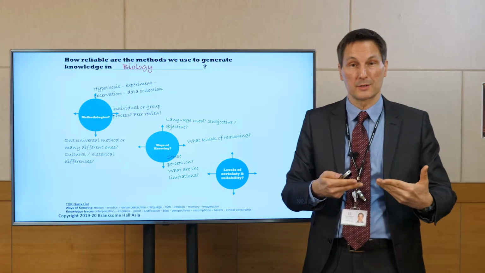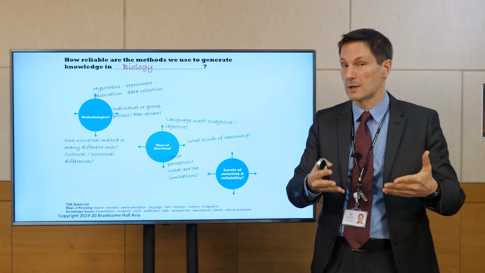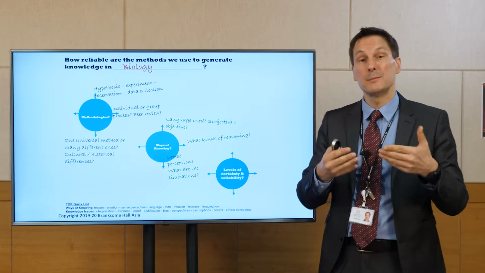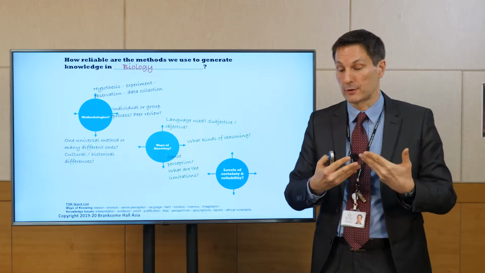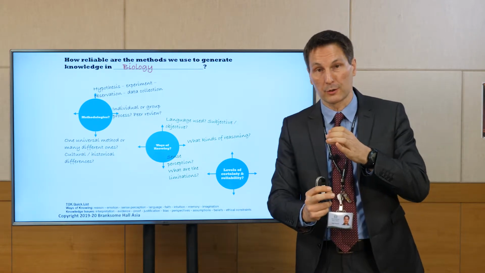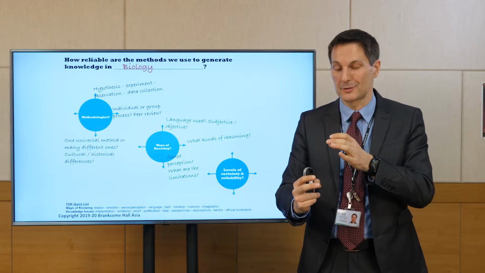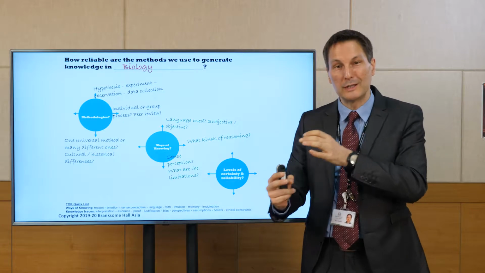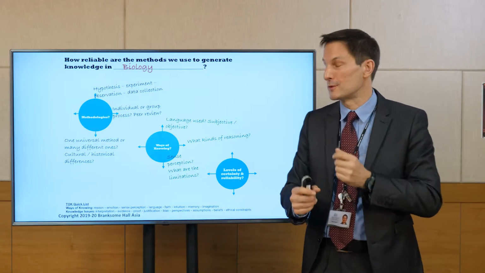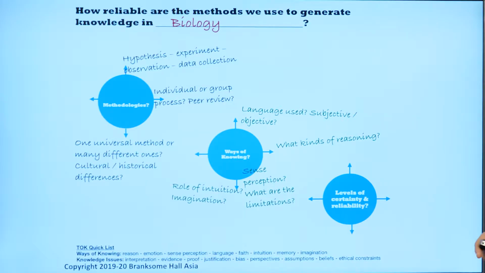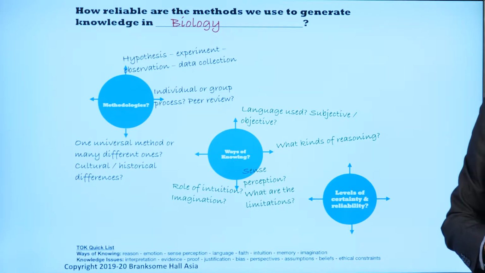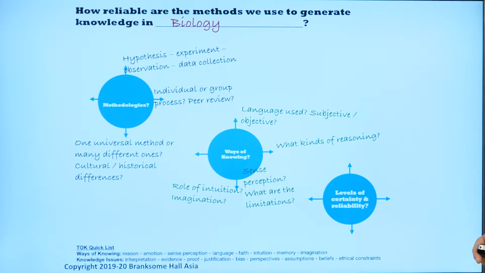How do we use the senses when we're observing a scientific experiment? And what are the limitations of our senses, particularly, for example, when we're looking through a microscope? And if one scientist looks through the microscope and then another scientist does the same thing, is that going to lead to the same observation and the same result? And the role of intuition and imagination is another big question in the sciences.